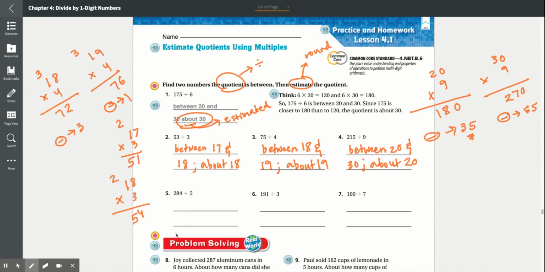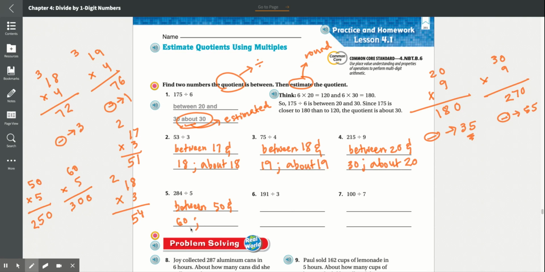Number 5, 284 divided by 5. So we can say 5 times 50 and 60 times 5. So let's do 50 first. 5 times 0 is 0. 5 times 5 is 25. So 250. Now it's 60 times 5, so that is 5 times 0 is 0, and 6 times 5 is 30. So it's 250 and 300. So we can say it's between 50 and 60.